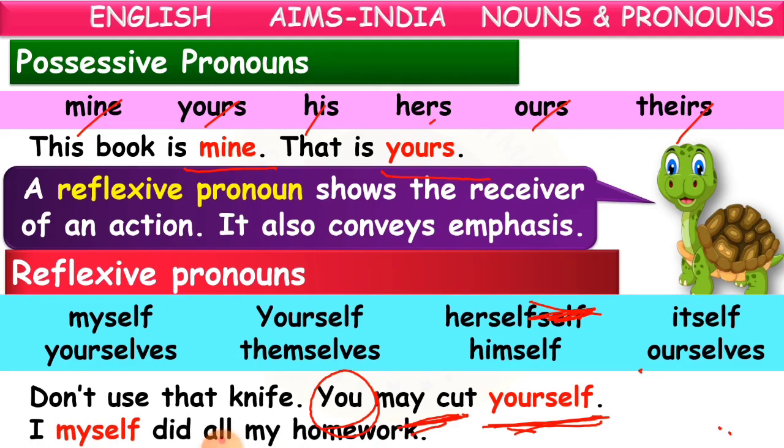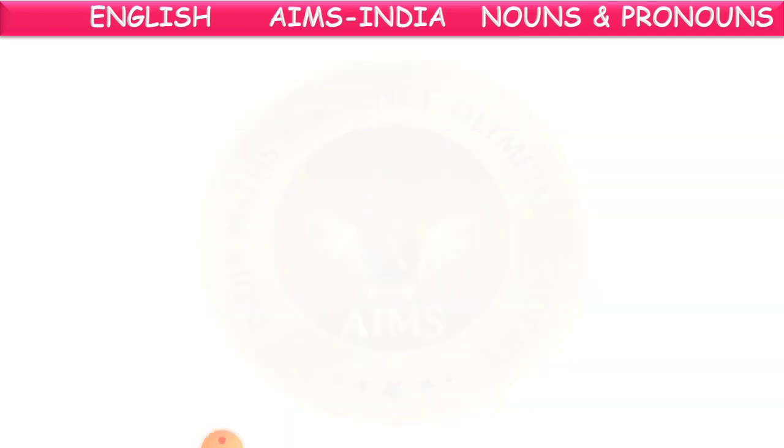Now, I myself did all my homework. Here, I is our personal pronoun. Even my is also a pronoun. Myself becomes a reflexive pronoun. And why is it reflexive? Some action is received: I did my homework. That action was completed by me. So that's why I myself. Then myself becomes our reflexive pronoun. Okay, children? Clear?